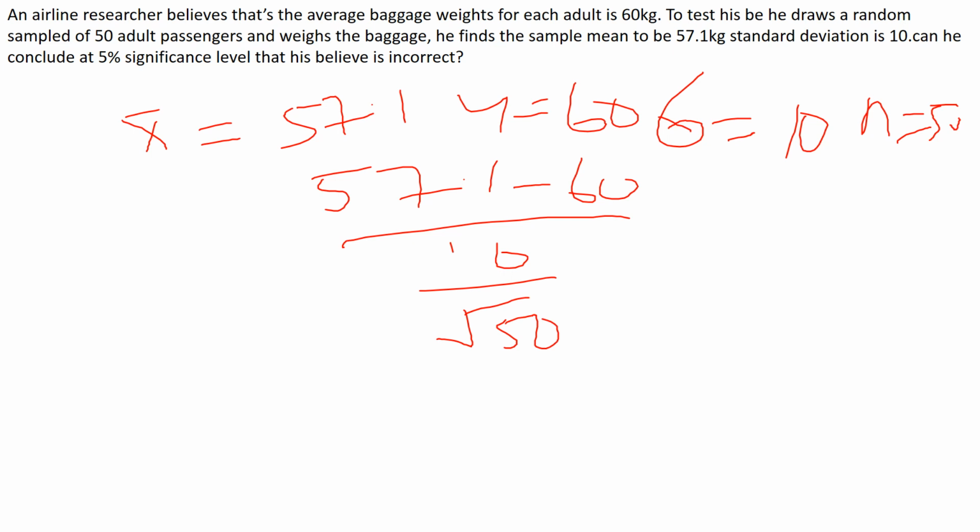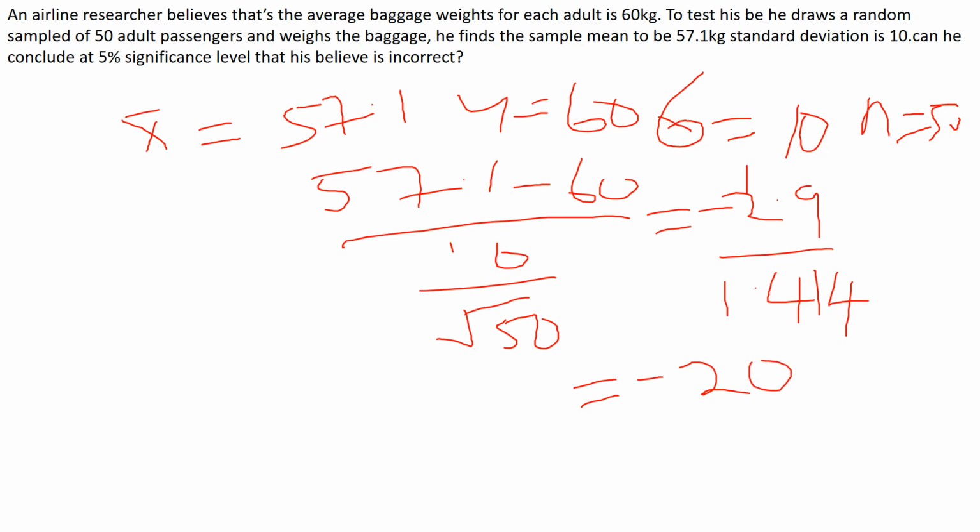And if you divide this, we shall have 57.1 minus 60, here we have negative 2.9, and divided by, if you divide 10 by the square root of 50, here you get 1.414, and when you divide this, you get this one is equivalent to negative 2.05.